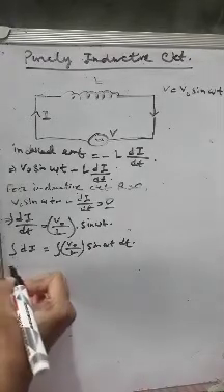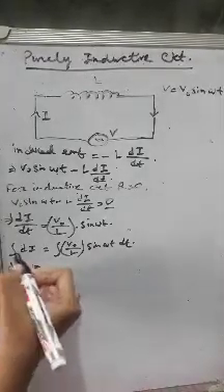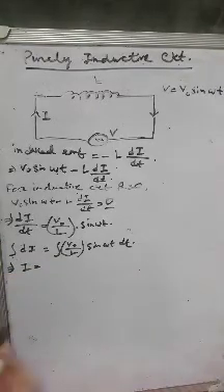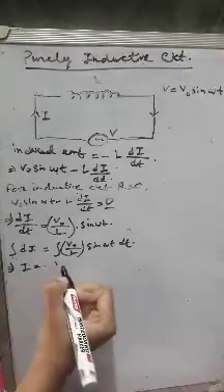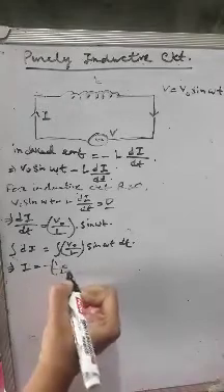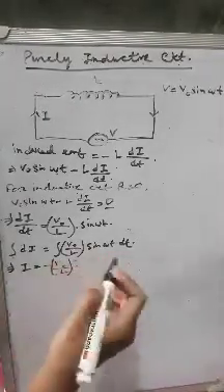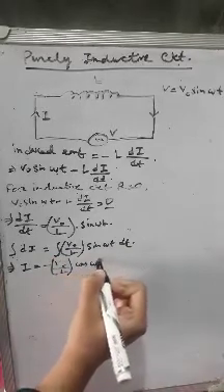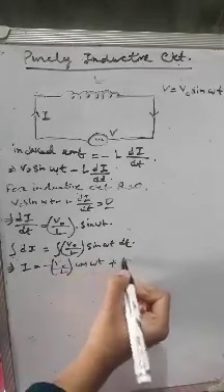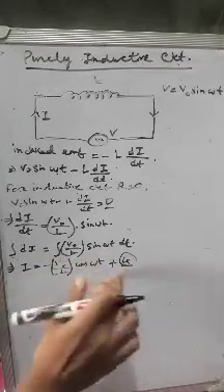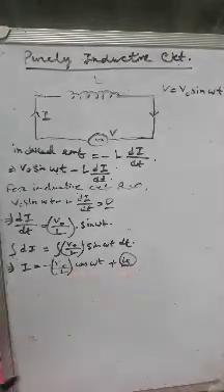So this will become what? Integration of di becomes I, and here minus V naught by L, the integration of sine omega t will become cos omega t, plus k. Don't forget to write this k, this is for your maths part. K means your constant, the integration constant.